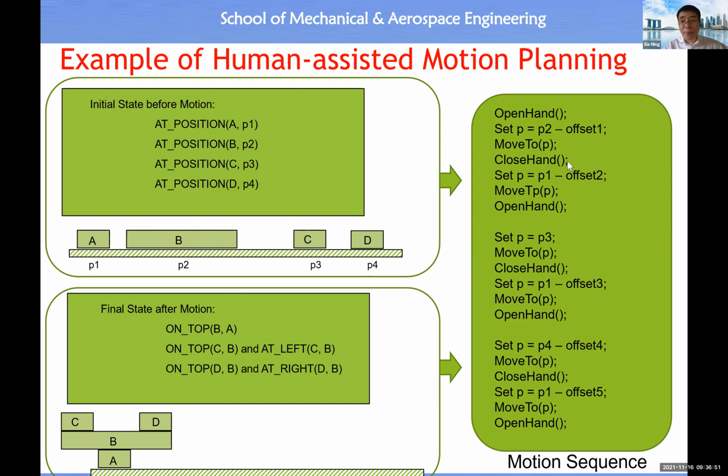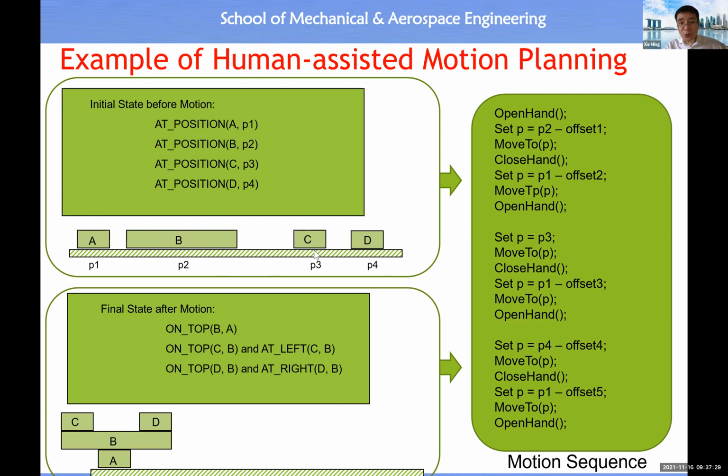Basically, P2 is this one. Move to P2, pick up at P2. Basically, first open the hand, go to P2, go to here, and then close the hand, basically to pick up part B. Then move to P1. P1 is on top of A. See, on top of A. Then open the hand. So basically, this motion sequence will let the robot pick up part B, place it on top of part A.